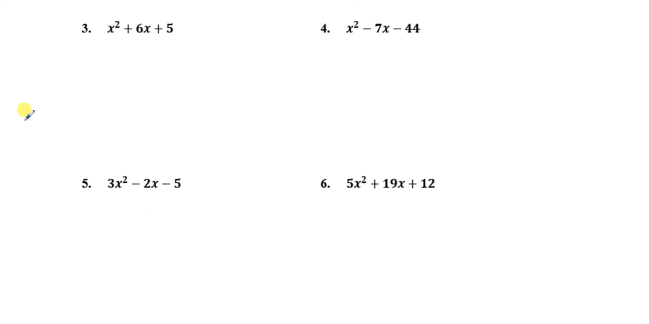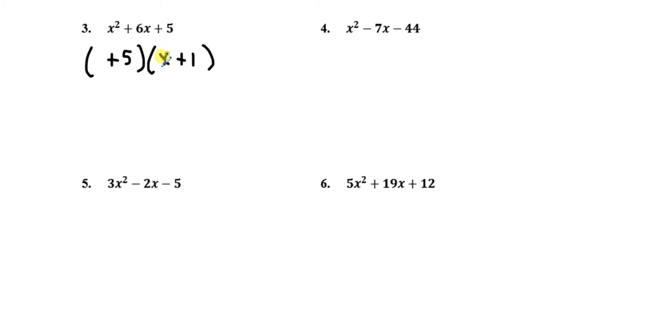All right, question number 3. This is our kind of standard quadratic expression, and it's going to be a plus and a plus. I want to think of two numbers that multiply and give me 5 and add up to 6. So the only numbers that multiply and give me 5 are 5 and 1.